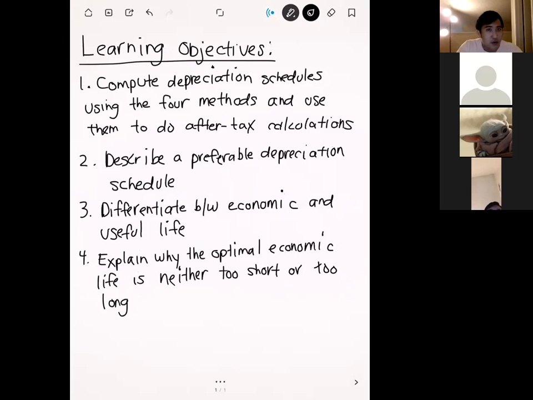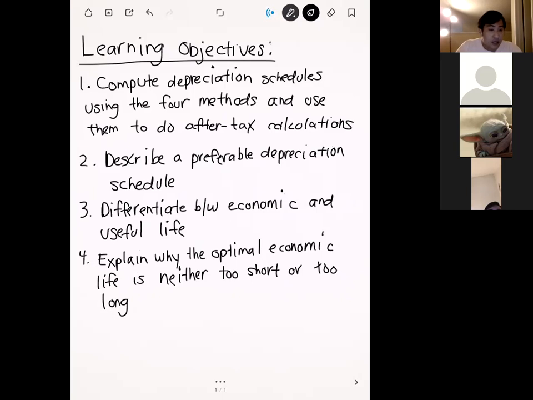If we finish that a little bit ahead of schedule, I'm going to start the next set of lecture notes, which is about replacement decisions. Personally, I think it's one of the most interesting parts of the class, because it really quantifies something that we normally don't think too hard about, at least not from a quantitative point of view.